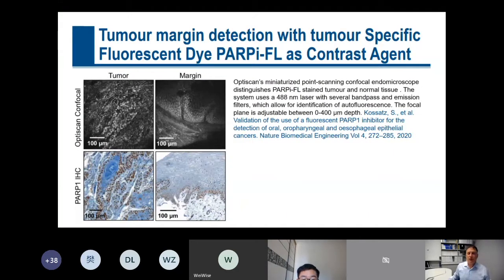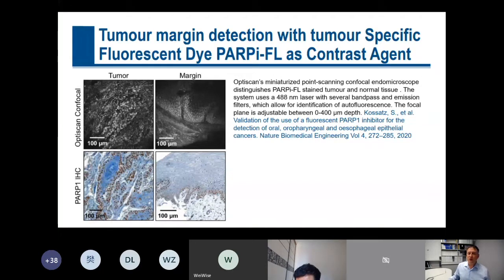Lots of people are working on developing fluorescent dyes that will bind to specific receptors or other molecular targets. An example of a molecular marker under development for identification of oral tumours is PARPi-FL. This dye is a modification of a chemotherapeutic drug called olaparib. It binds to the DNA repair enzyme PARP1, which is overexpressed in many types of tumour cell.